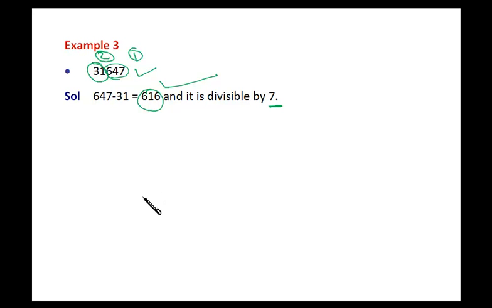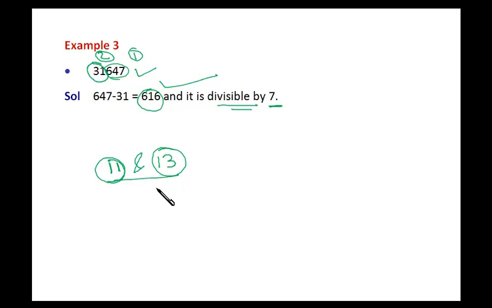Now friends, this same test is actually applicable for 11 and 13. But instead of the result being divisible by 7, in this case it should be divisible by 11 in 11's case and 13 in 13's case. We will discuss such problems in the next session when we discuss the divisibility test of 11 and 13.